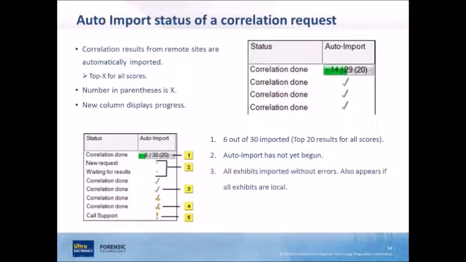A green check mark is good news. That indicates that all exhibits have been imported without errors. If you don't receive any results from remote sites and all your results are local to your site, you'll see this check mark also. In number 4 here, you see the check mark, but you've got an amber triangle on it, which means that some exhibits were not imported successfully. And finally, in number 5 here, we see an exclamation mark, which means that there has been an error and you should call support.